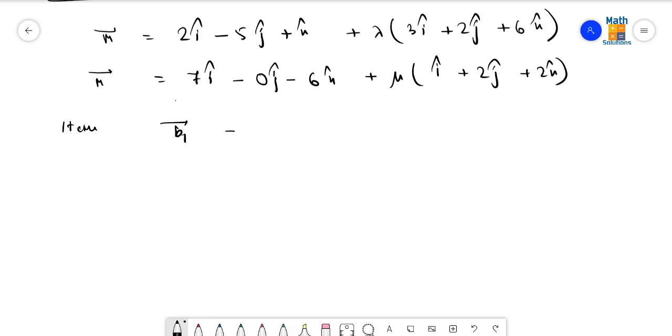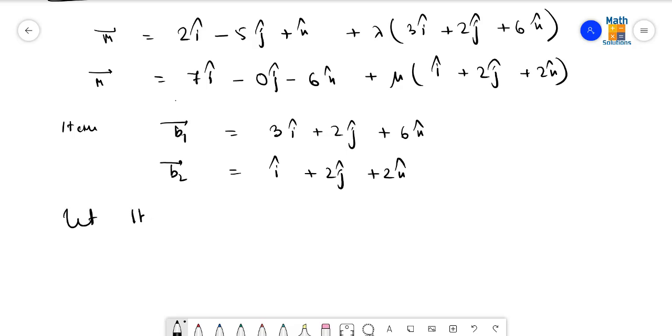Vector b1 is equal to 3 i cap plus 2 j cap plus 6 k cap. Then vector b2 is equal to i cap plus 2 j cap plus 2 k cap. So these are the two vectors. Now let the angle between the lines be theta.